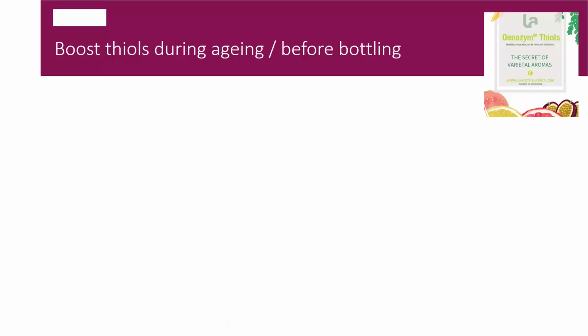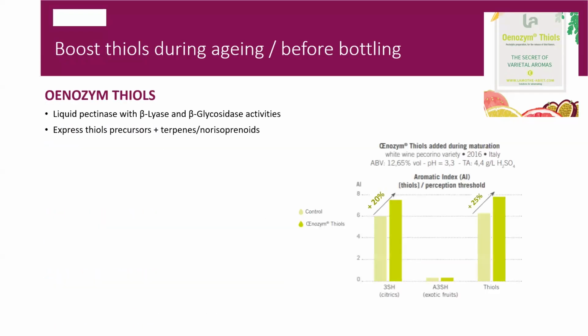So let's say, for example, you have a wine that is not very expressive. You would like to get a little bit more complexity and you were expecting more aromas. There is a possibility to use an enzyme that will do exactly the same reaction as the yeast during the fermentation. It will release more thiols, but also more aromas during the aging or just before bottling.